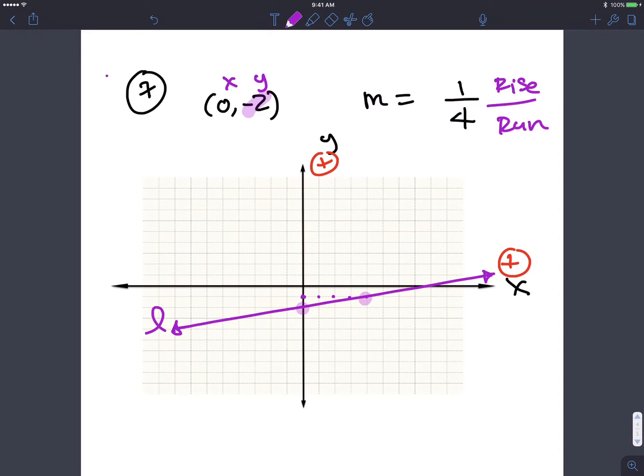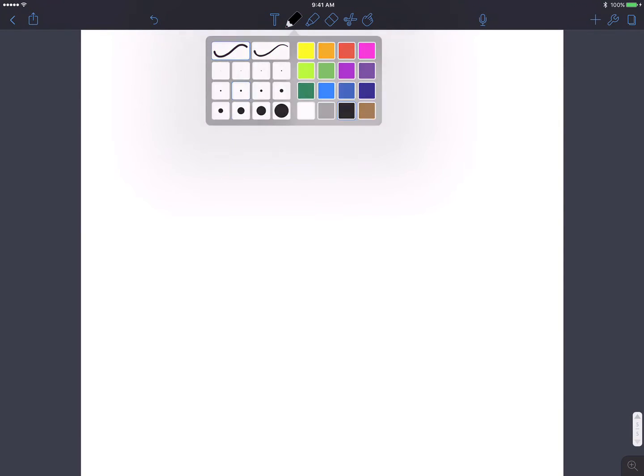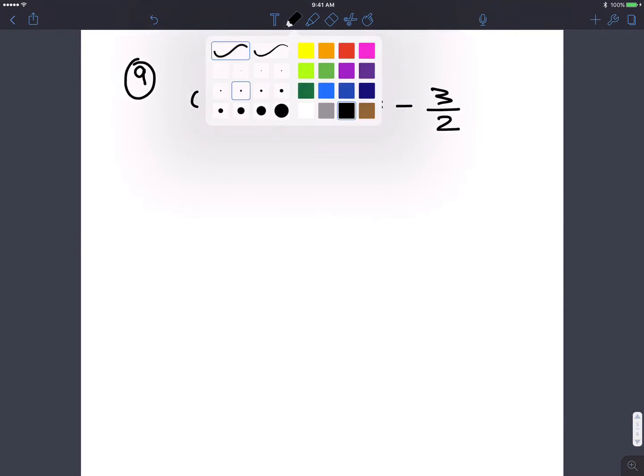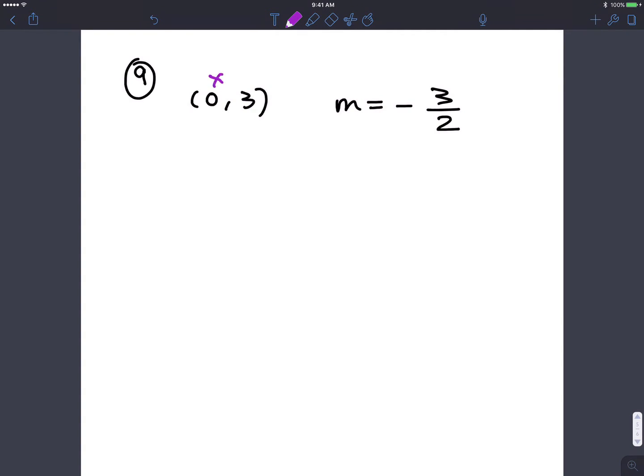This is number 7. Number 9. The y-intercept is at 0, 3. Your slope value is at -3, 2. So let's consider where we're going to graph our first point. X is 0 again. Y is +3, so we're going to be on the y-axis at +3.